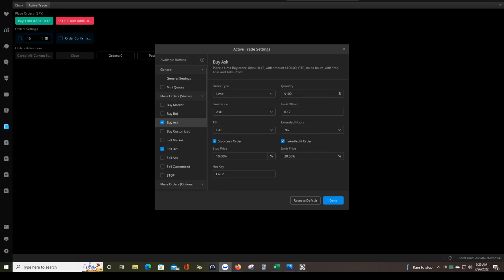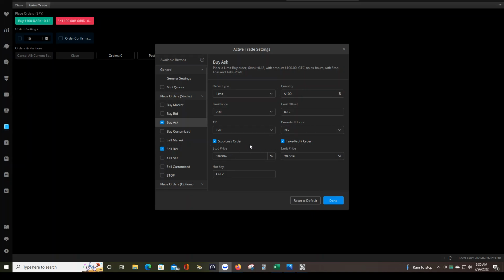I'm just going to rush through these settings because the market's going to open. The limit offset is 12 cents. I will also try to talk about that once the market opens. Time in force is good till canceled. Extended hours, no. We're just trading during the trading day. If you were trading during extended hours, you would select yes, and you would have to unselect these.